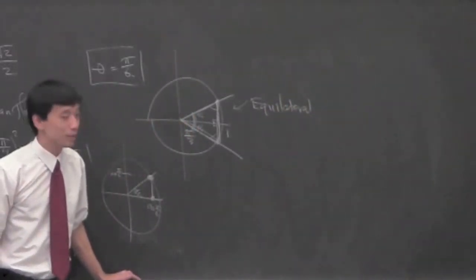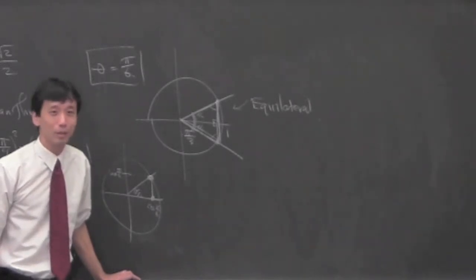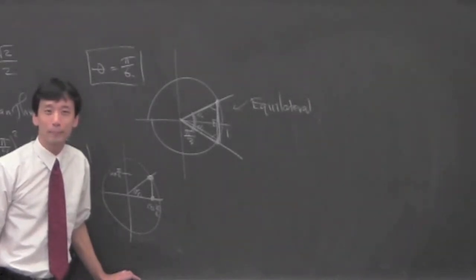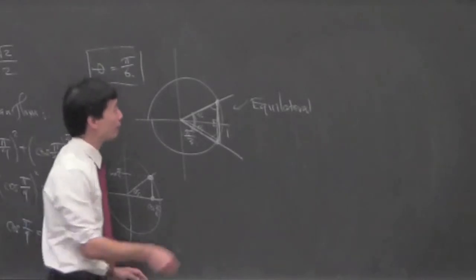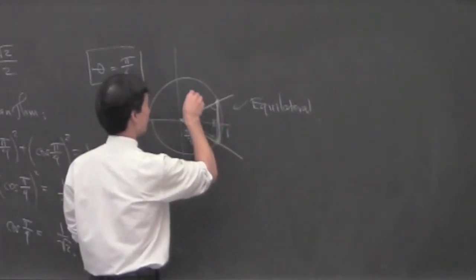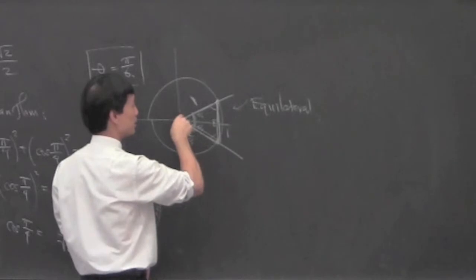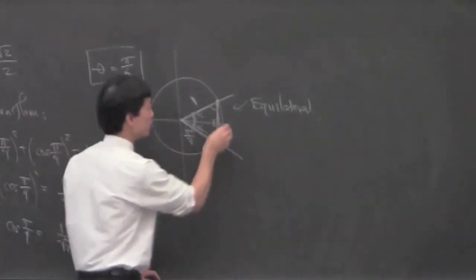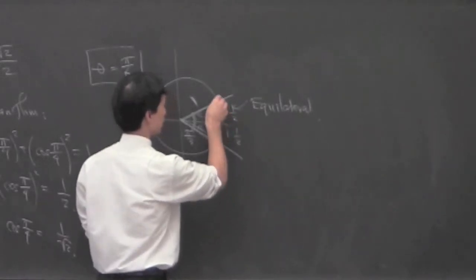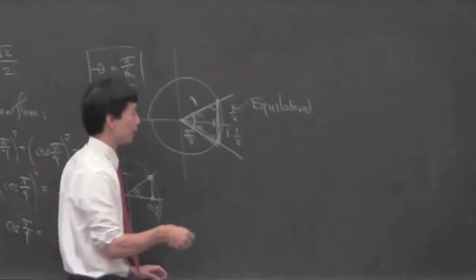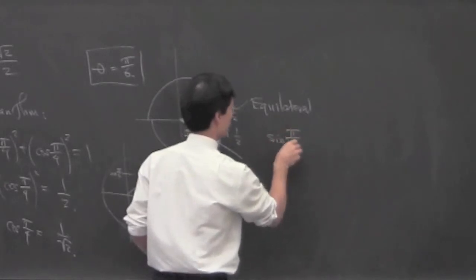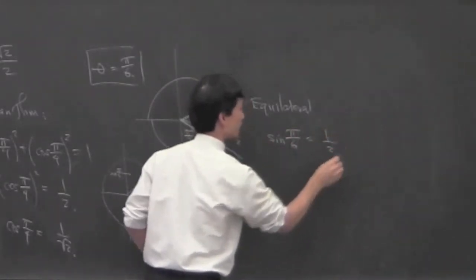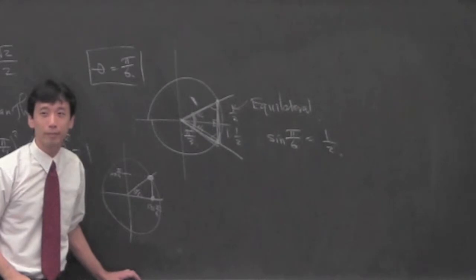Okay. So what are the sine and cosine? Sine would be 1/2, right? Because all the sides of an equilateral triangle have length 1, so this is a half of that. So the sine is easy. Sine of pi over 6 is a half, right?